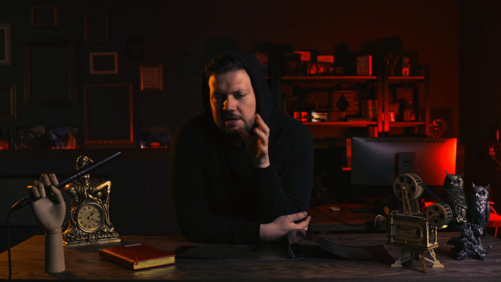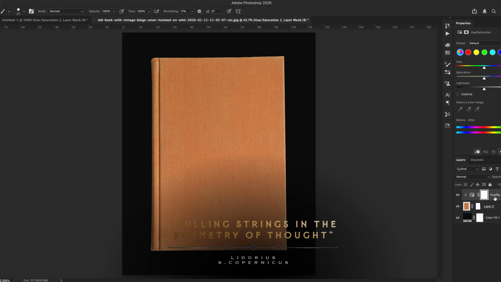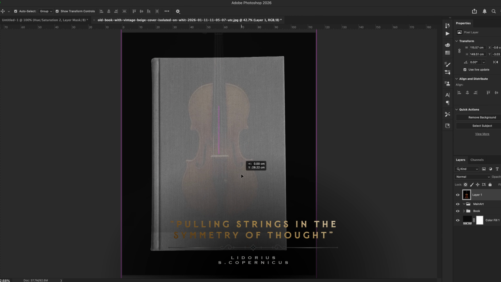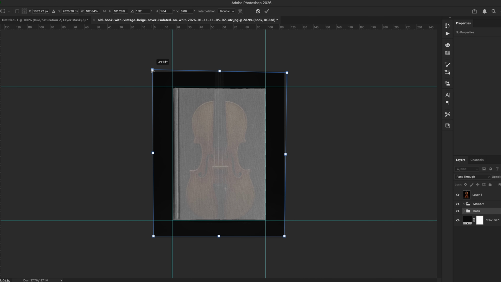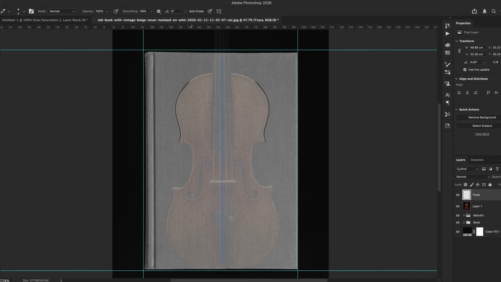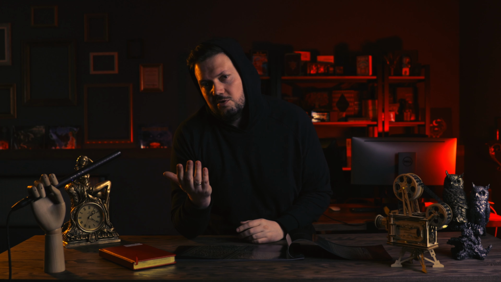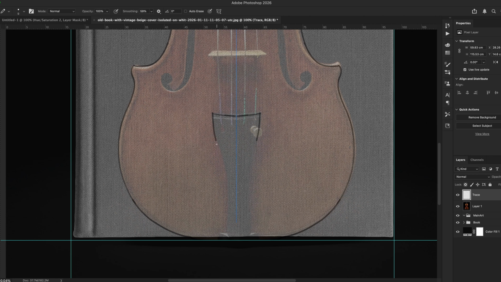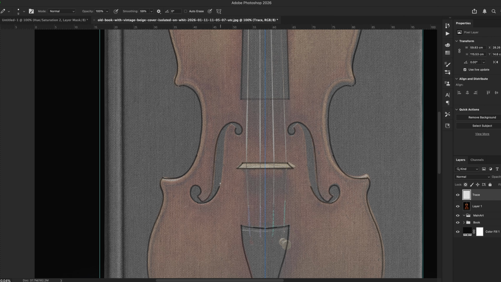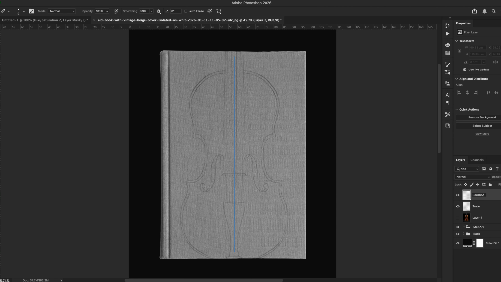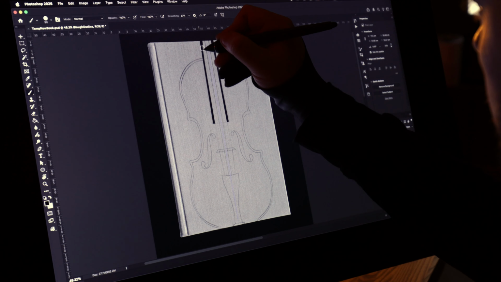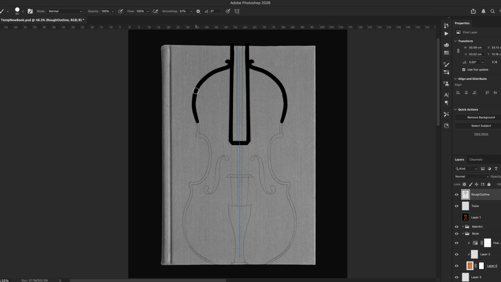The first book that we're going to be creating today is called Pulling Strings in the Symmetry of Thought by Lidorius S. Copernicus. The author became obsessed with the idea that a thought may not be entirely isolated on its own. That somewhere between intuition, human connection, and coincidence, there exists an invisible symmetry between minds. And this book doesn't try to prove it scientifically, but rather to obsess about it philosophically.